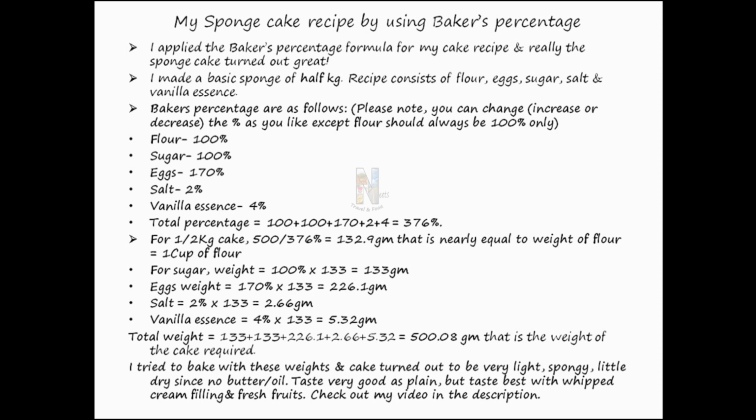If the calculated weight of the cake is far more than the desired weight of the cake, then adjust the weight of the desired cake by changing the percentage of sugar, eggs and other ingredients in the recipe, except the flour percentage. I baked a sponge cake using this baker's percentage formula and it turned out to be great. Check out my video in the description below.